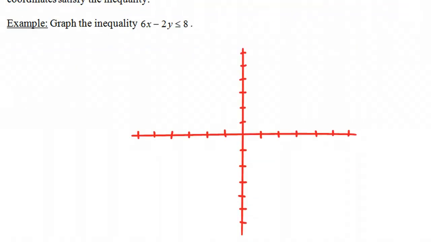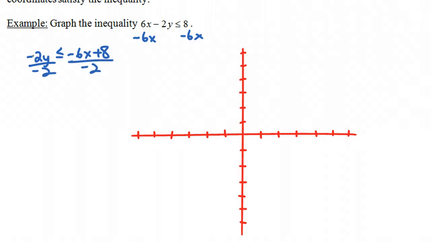So let's look at an example. What does the graph of this inequality look like? 6x minus 2y is less than or equal to 8. Well, what we want to do is get y all by itself on one side of the inequality. So the first thing we're going to do is subtract 6x from both sides. And notice the left-hand side would just be minus 2y. Then is less than or equal to, you could either write it as 8 minus 6x or minus 6x plus 8. Okay, and then we want to divide by negative 2 because we want to get y by itself. It's being multiplied by negative 2, so let's divide by it to get rid of it.